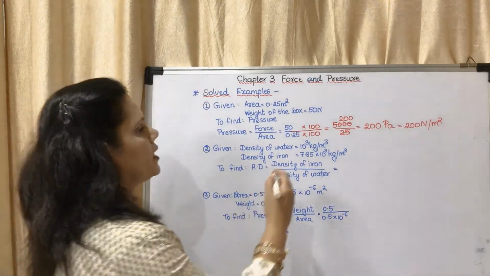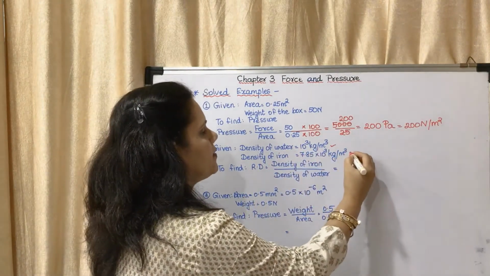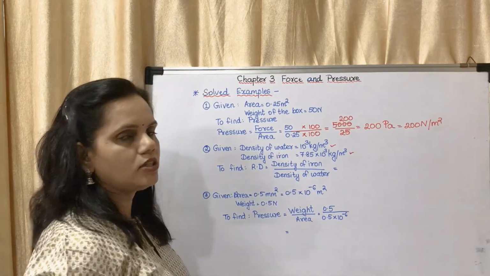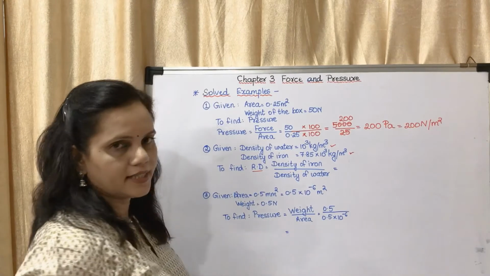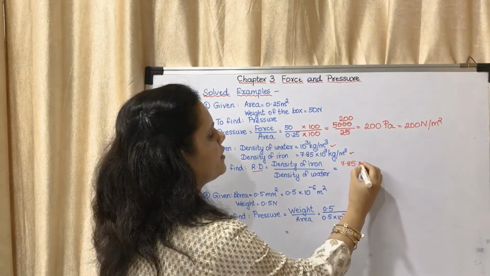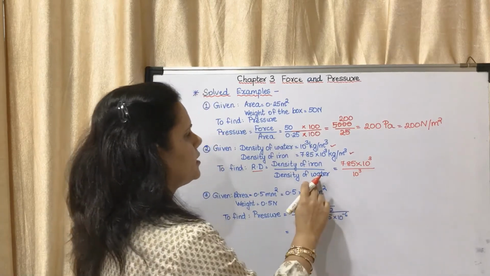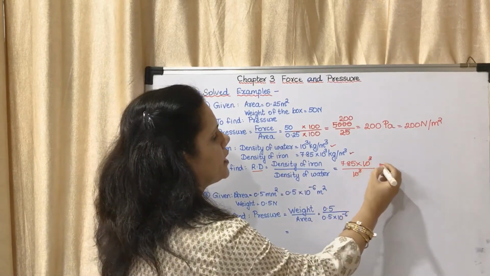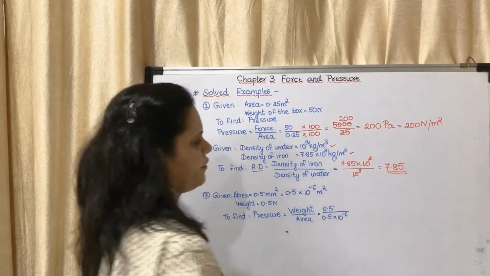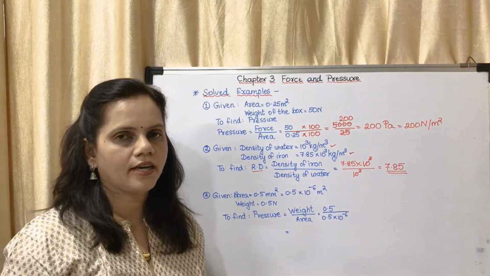So density of water is given as 10 raised to 3 kg per meter cube. Density of iron is given as 7.85 into 10 raised to 3 kg per meter cube. You have to find out relative density, that is density of iron upon density of water. 7.85 into 10 raised to 3 upon 10 raised to 3. This and this will get cancelled and you will get the answer 7.85. There is no unit for relative density. Relative density does not have any unit.